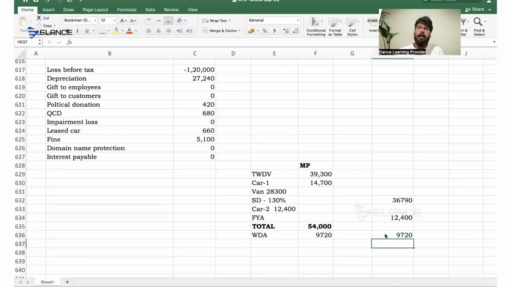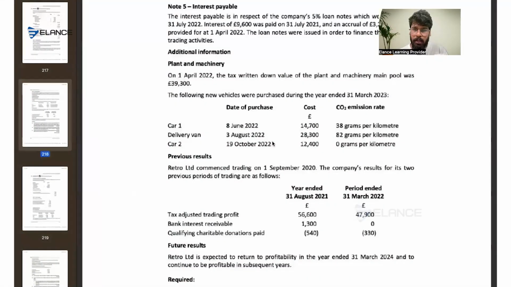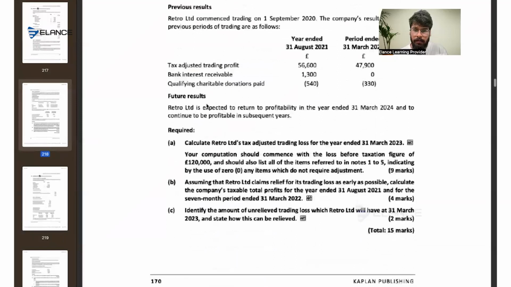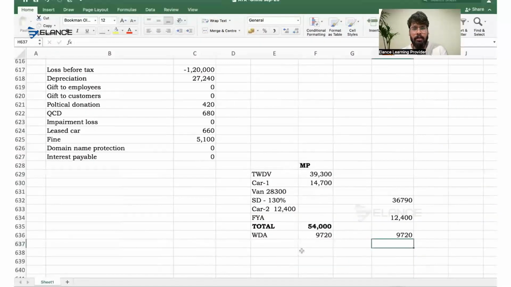Depending on the accounting period's duration, this 18% will vary. This accounting period is 12 months, from the first day to 31st March 23. So there is no adjustment related to this WDA computation. Directly, we can take the 18%. So the total capital allowance for these 12 months will be 58,910.